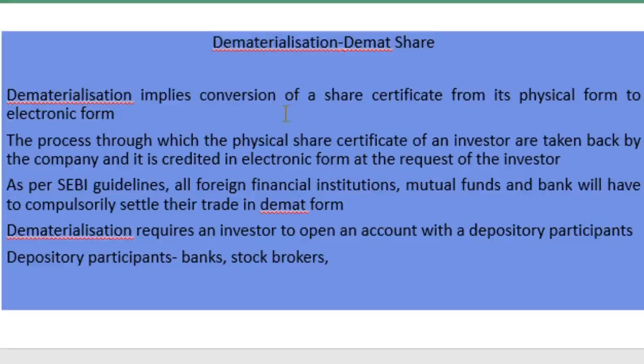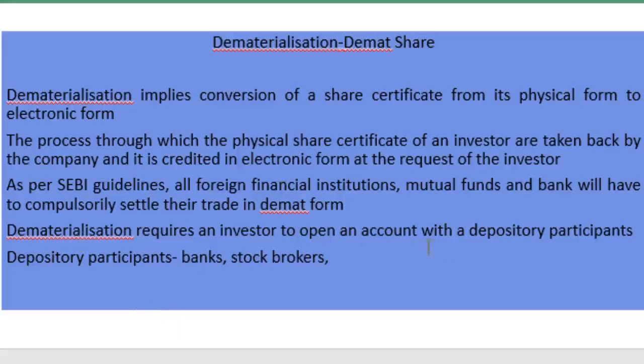Dematerialization implies, as we have already seen, the conversion of a share certificate from its physical form into electronic form. The process through which the physical share certificates of an investor are taken back by a company and credited in electronic form at the request of the investor is termed dematerialization. As per SEBI guidelines, all foreign financial institutions, mutual funds and banks have to compulsorily settle their trades in Demat form.